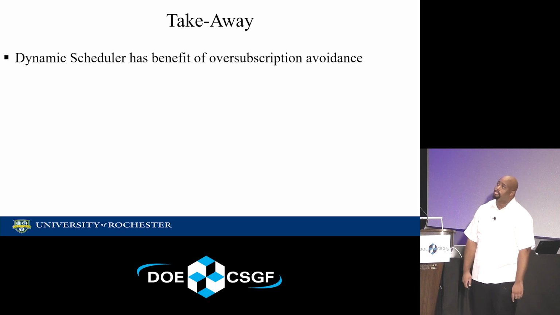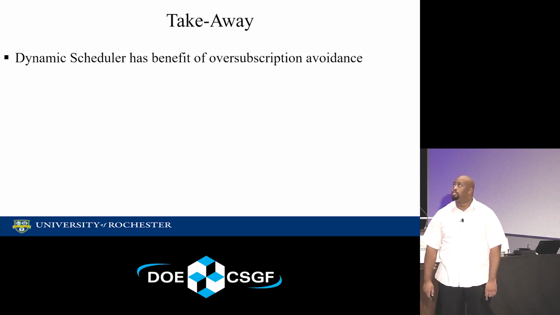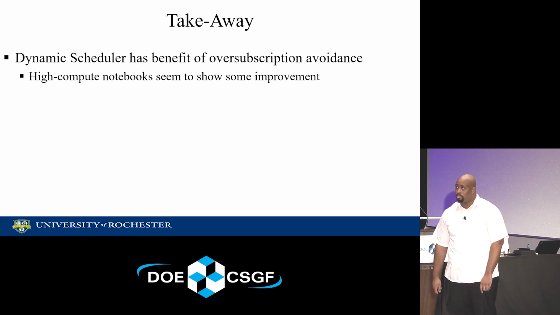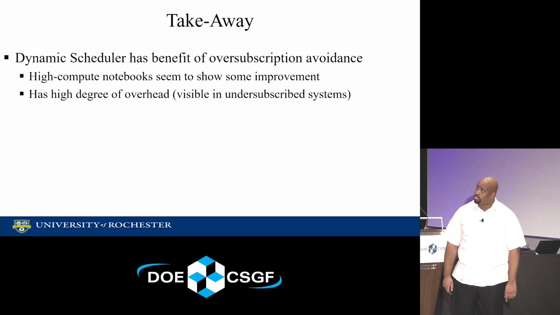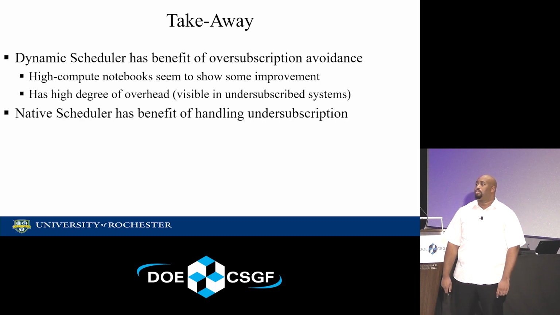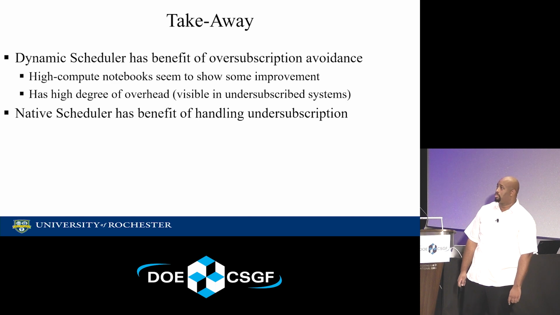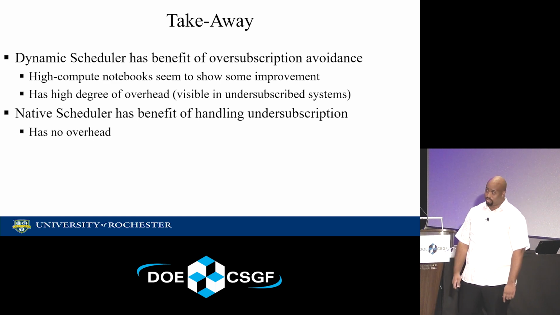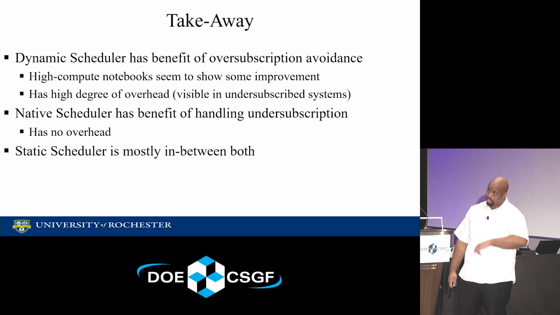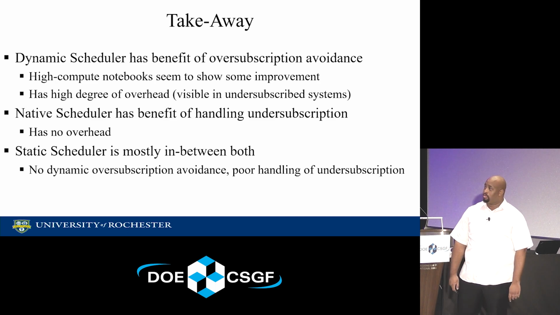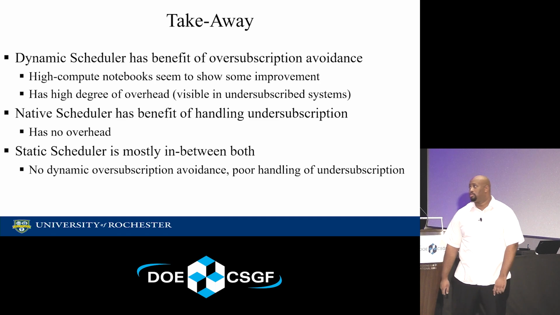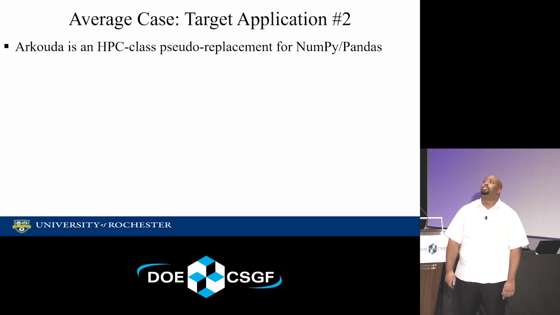The takeaway is that in the worst case, the dynamic scheduler has some benefit of oversubscription avoidance. High compute notebooks tend to show some type of improvement, but it has a high degree of overhead, as is visible when it is running in an undersubscribed system. The naive scheduler has the benefit of handling undersubscription, and of course has no overhead since the OS is handling everything. The static scheduler is mostly in between both, since it has no dynamic oversubscription avoidance and has no handling of undersubscription. Now next is the average case.